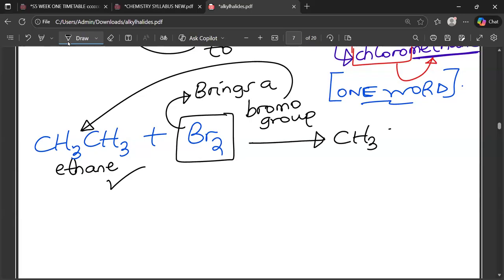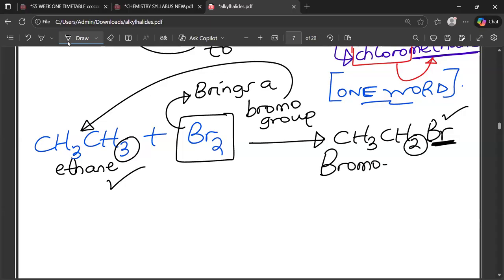One of the hydrogens is replaced by the Br. That's why which was H3, it becomes H2, and the other third hydrogen is replaced by the Br. I told you this in alkanes when we were talking about chlorination and bromination, so you can revisit that. Hope we are together there. So, because the Br2 brings a bromo group to ethane, that's why we say bromoethane.